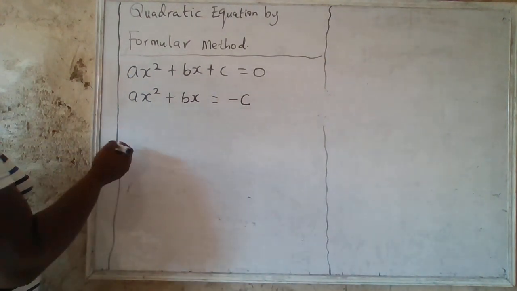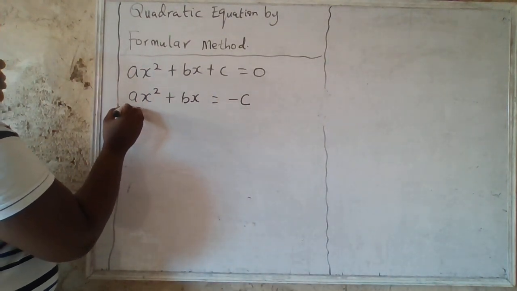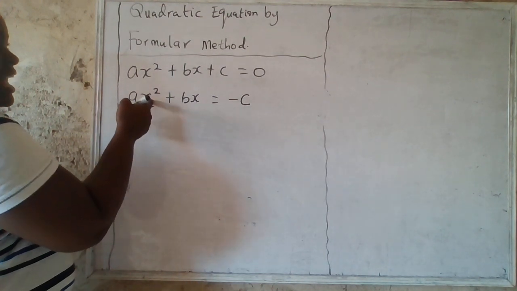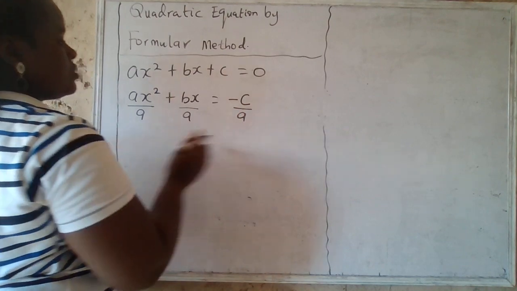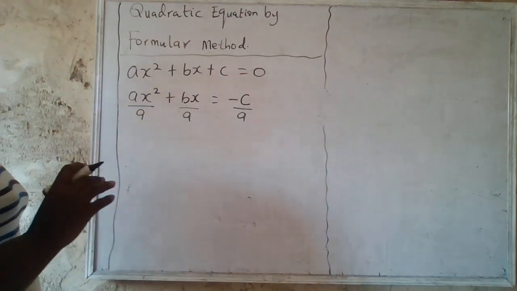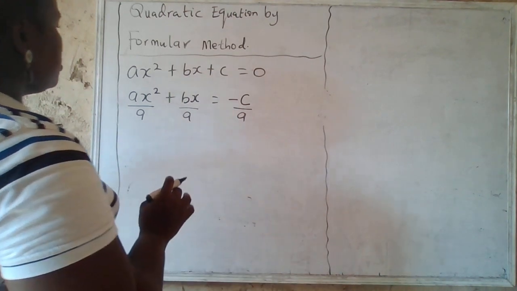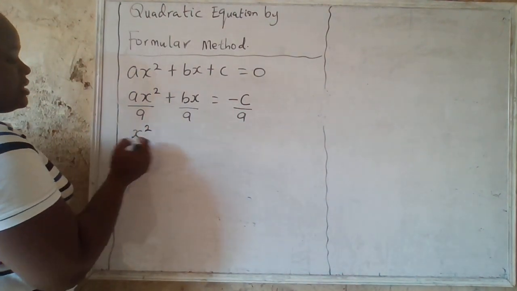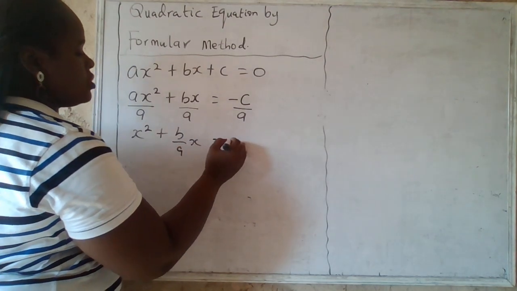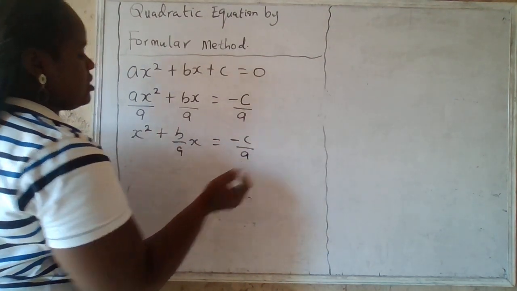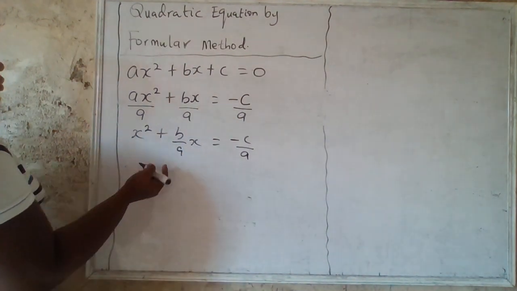Now the next step is to apply the first step of completing the square, which is dividing through by the coefficient of x squared, which is a. Having divided through by the coefficient of x squared, our next step is to do what? Okay, so we are having x squared plus b over a x equal to minus c over a. Interesting. Now we complete the square.